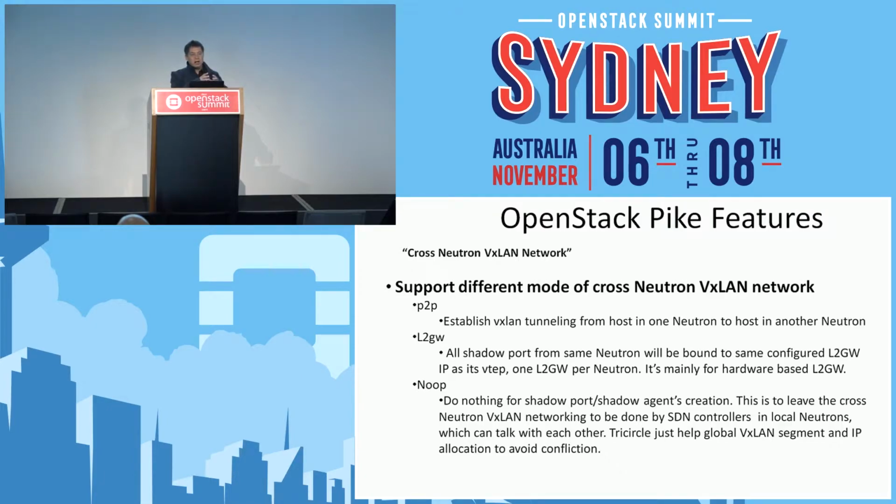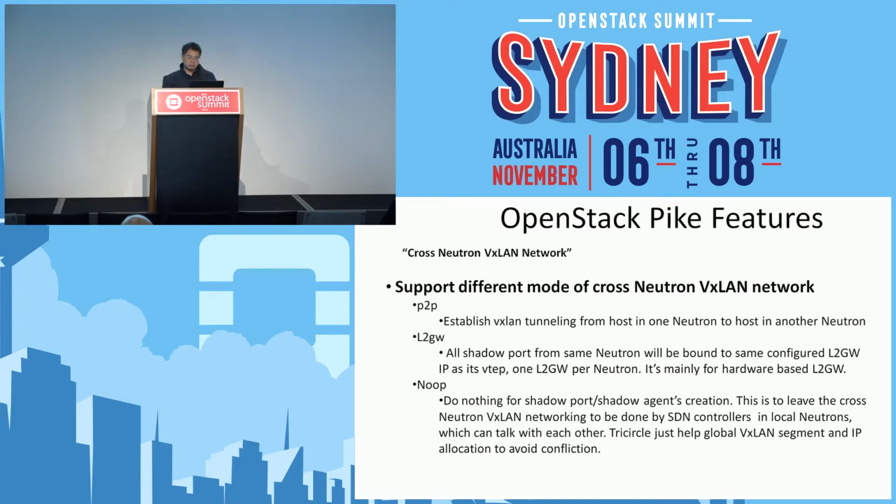We can put one L2 gateway in one local Neutron, and this L2 gateway will serve all ports in this Neutron. So the VTEP populated in another Neutron server will use the L2 gateway's IP as the VTEP. So all the incoming traffic will be sent to the L2 gateway, and the L2 gateway forwards the traffic to the local port.